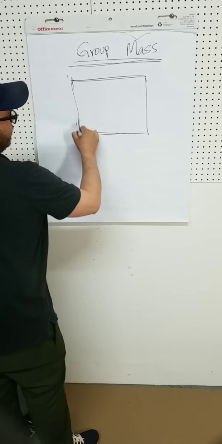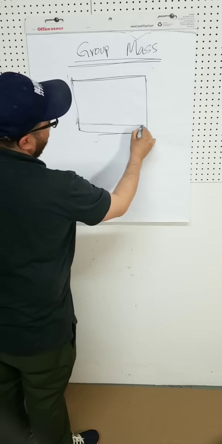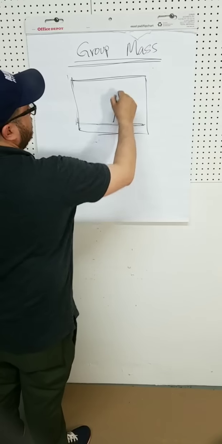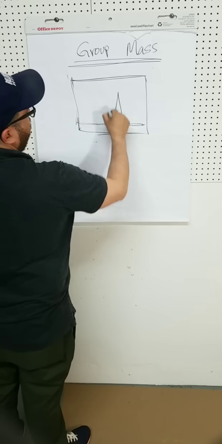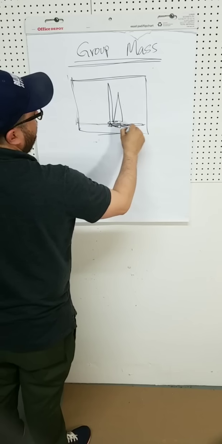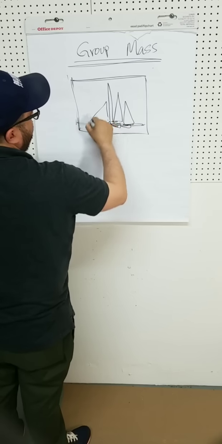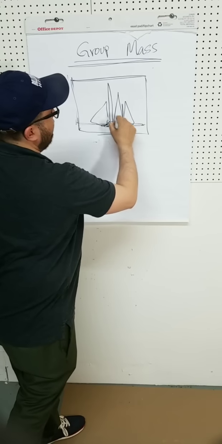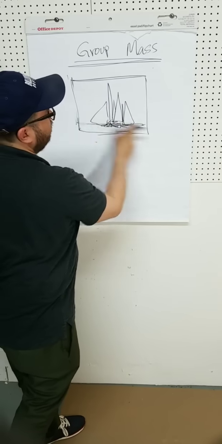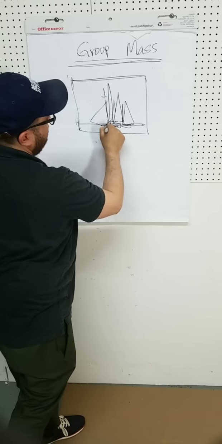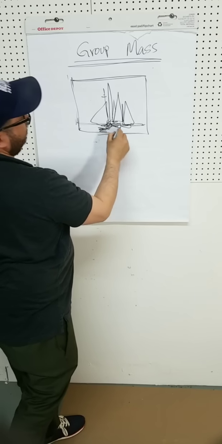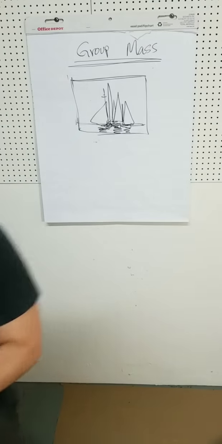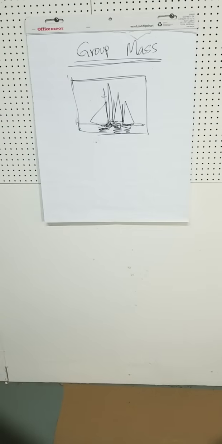So one way that you could see that is, let's do, say, a seascape, right? Here is a sailboat. Here is another sailboat. Oh, let's do another sailboat right there. Oh, there's something going on in the back. Oh, let's not get too outside. Let's stay here. Right? This would be considered a group mass.